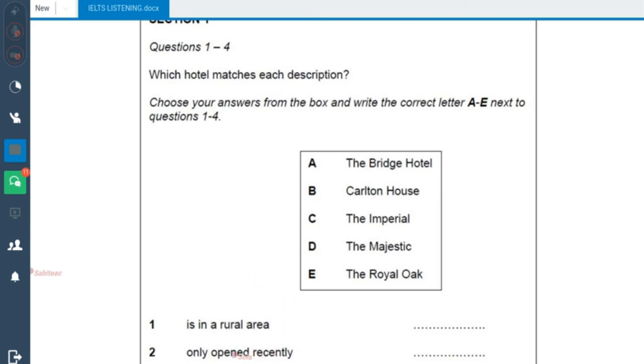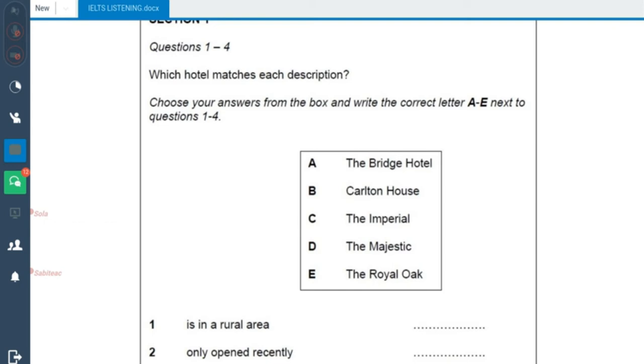Now let's look at question 2. Question 2 says only opened recently. If in the listening recording it is said that the Majestic is only opened recently, then for question 2, which says only opened recently, the answer is option D, the Majestic. So this is an example of the matching question type. You have to match each question to the correct option based on what is said in the listening recording.